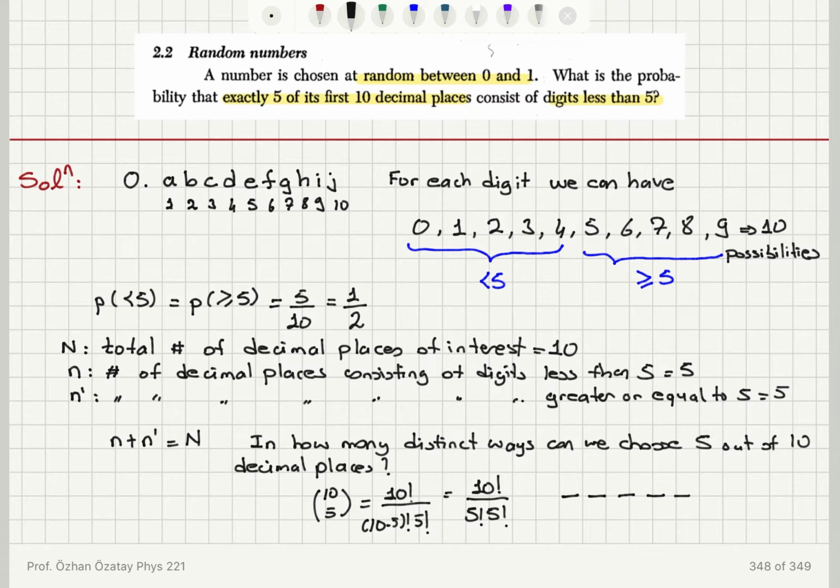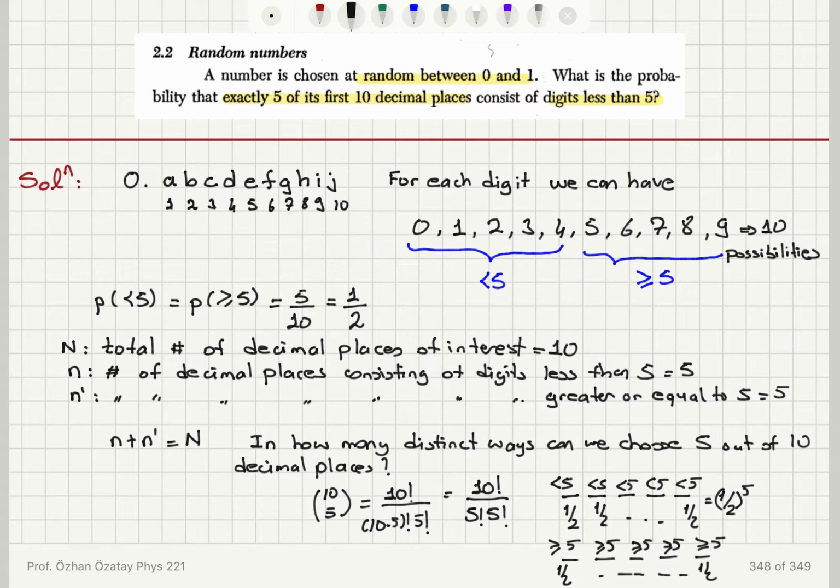So I want this to have a value less than 5, less than 5, less than 5, less than 5, less than 5. So what is the probability of having this? Well, for the first one, the probability is 1/2, second one is 1/2, the fifth one is 1/2. So the probability is 1 over 2 to the power 5. But at the same time, for the remaining 5 decimal places, I want to have them greater or equal to 5, and that has a probability 1/2 for each of them. So this is also 1 over 2 to the 5.